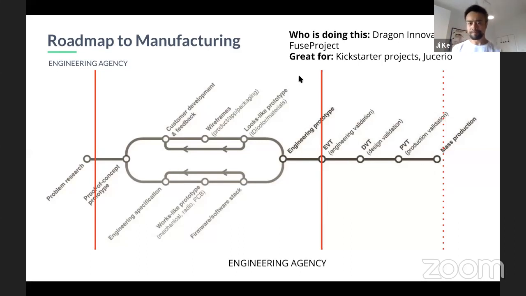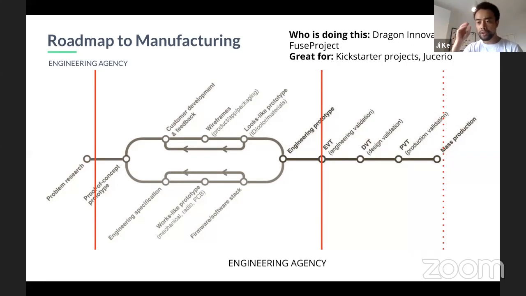So Fuse Project, for example, goes here. Fuse Project is the one that makes Juicero, and then Dragon Innovation does this too, but they also have good relationships with a lot of manufacturers that go and take care of everything, right? So this is for two kinds of startups. One is well-funded startups where hardware is an enabling factor for software, where most of the stuff is on the software side.